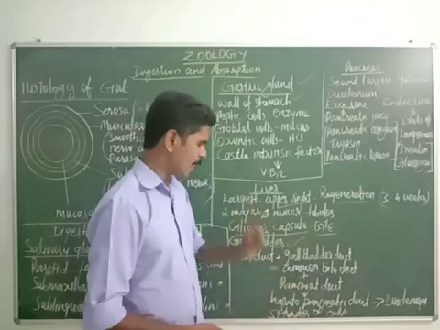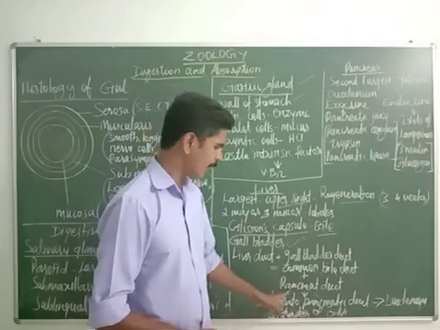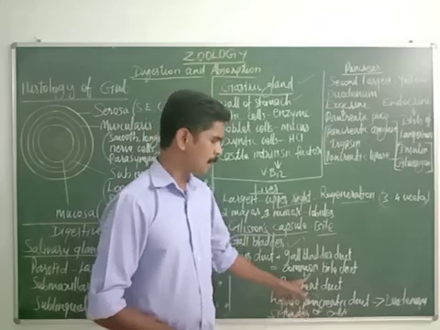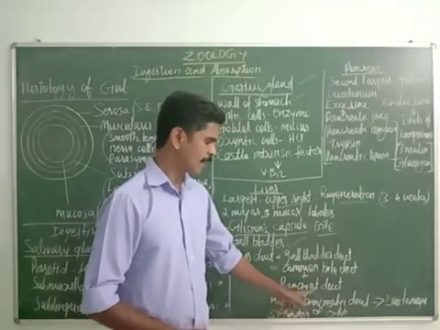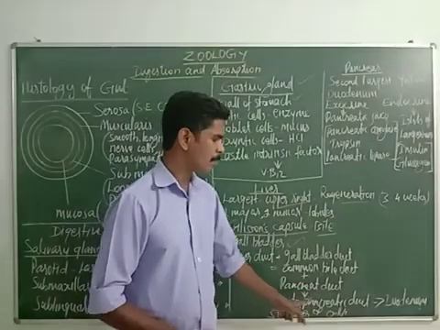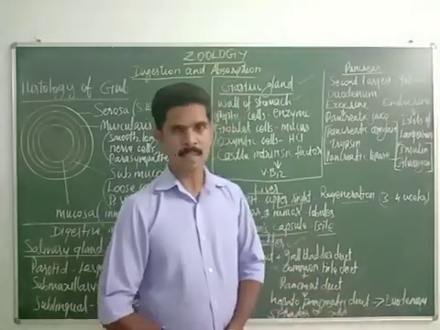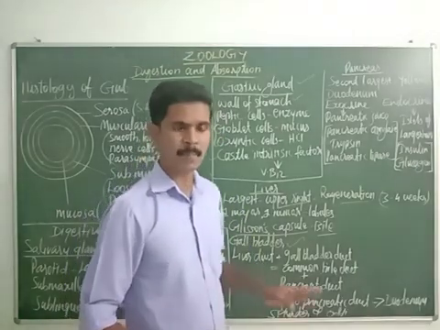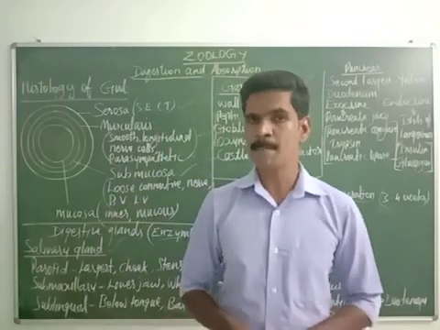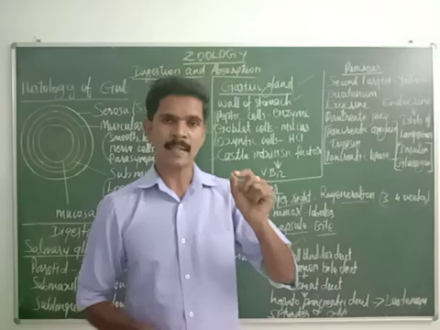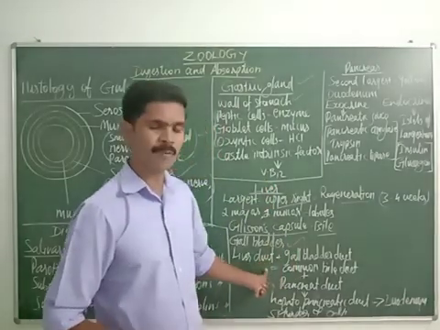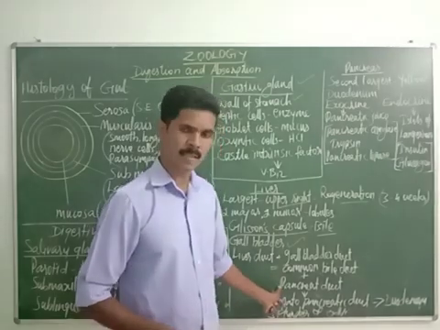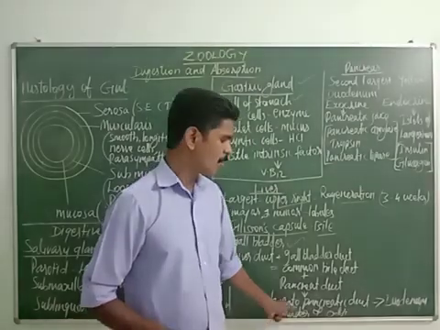Then this common bile duct is joined with the pancreatic duct coming from the pancreas, forming the hepatopancreatic duct. Understand? So I repeat these points once again. The liver secretes bile, but the bile is stored inside the gallbladder, and the liver duct and the gallbladder duct join and form a common bile duct. This common bile duct is joined with the duct of the pancreas and forms the hepatopancreatic duct.